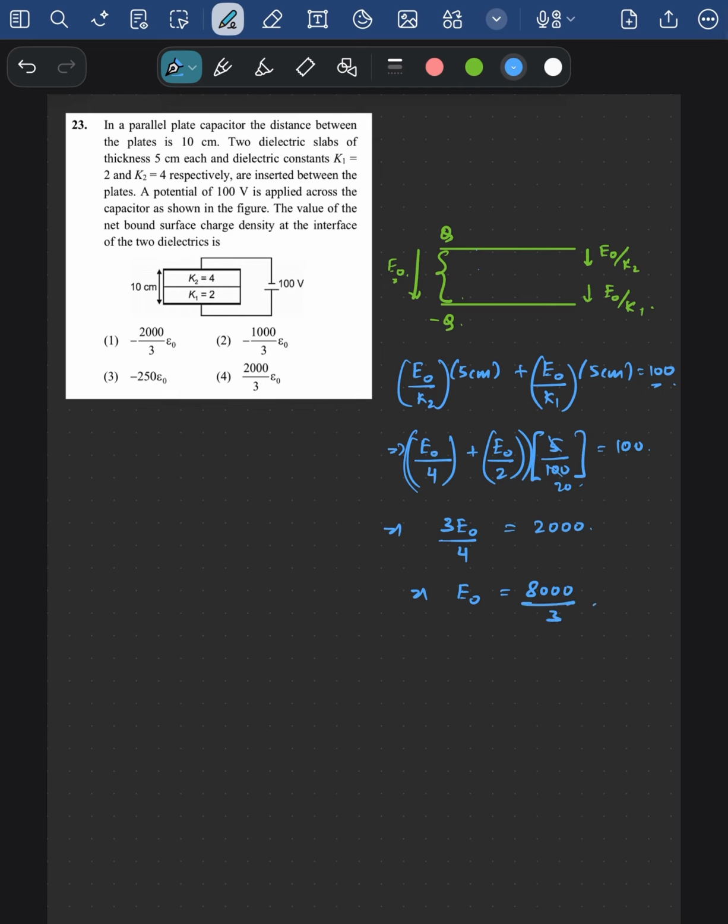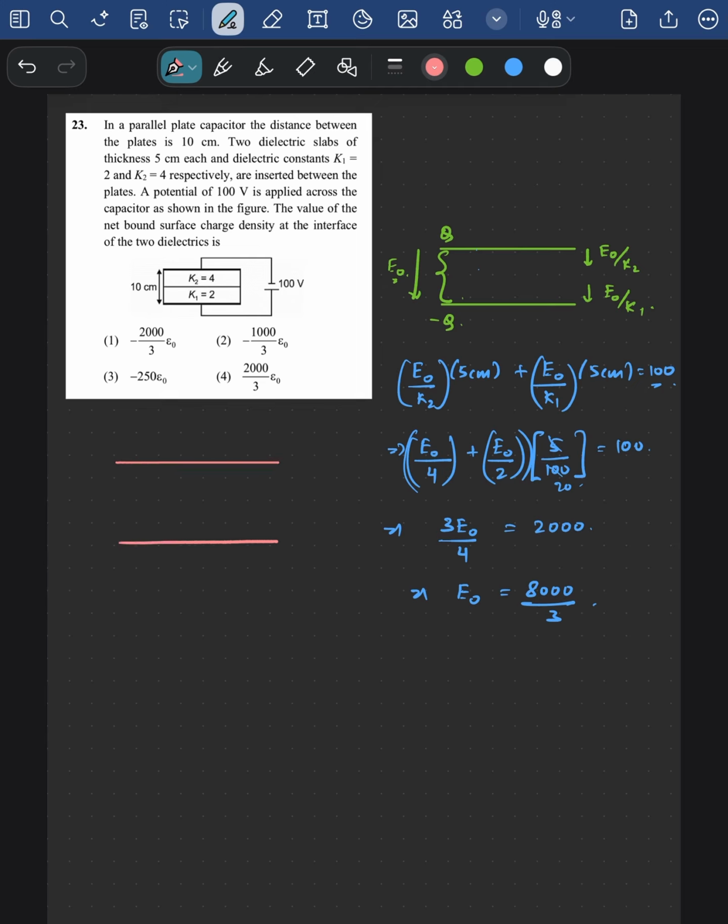Okay. So why have we calculated the E naught value over here? Because now after calculating the E naught value, what I'll be applying is Gauss law. I'll be applying Gauss law over this surface. I'll be taking a Gaussian surface this way, right? So that's a diagram now which I'll try to draw here. So these are my two plates.